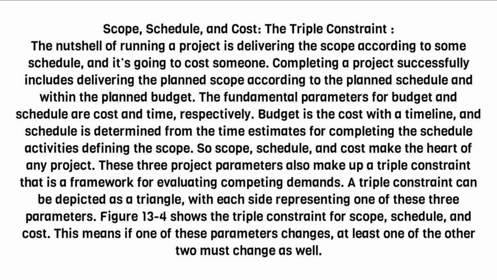A triple constraint can be depicted as a triangle, with each side representing one of these three parameters. Figure 13.4 shows the triple constraint for scope, schedule, and cost. This means if one of these parameters changes, at least one of the other two must change as well.